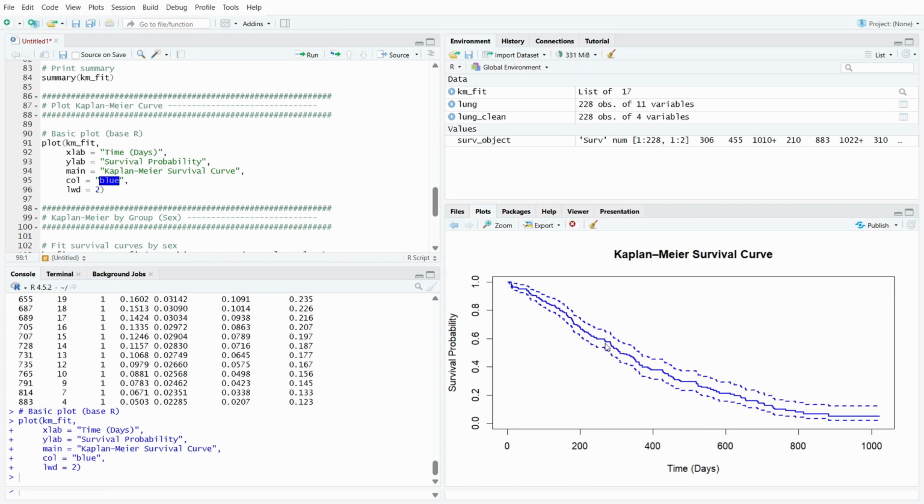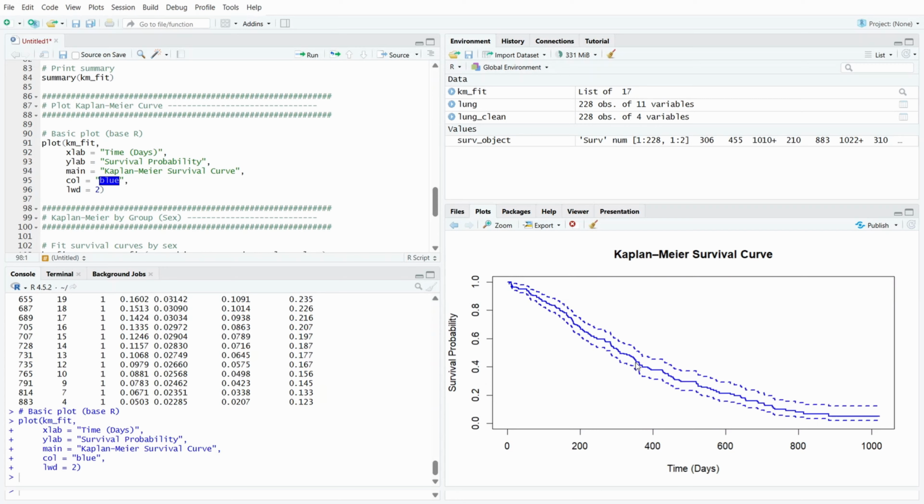The solid stepwise line is the estimated survival function. It starts at 1, meaning that at time 0, all patients are alive. As time progresses, the curve drops in steps. Each drop corresponds to an event, typically a death, occurring at that time point.